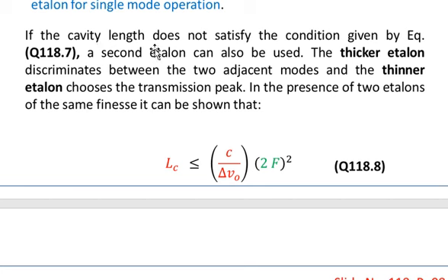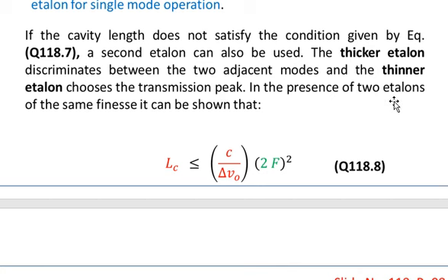If the cavity length does not satisfy the condition given by equation number 7, a second Etalon can also be used. Then we use two Etalons, one slightly thicker than the other, so we call it the thicker Etalon. The thicker Etalon discriminates between two adjacent modes, and the thinner Etalon chooses the transmission peak.